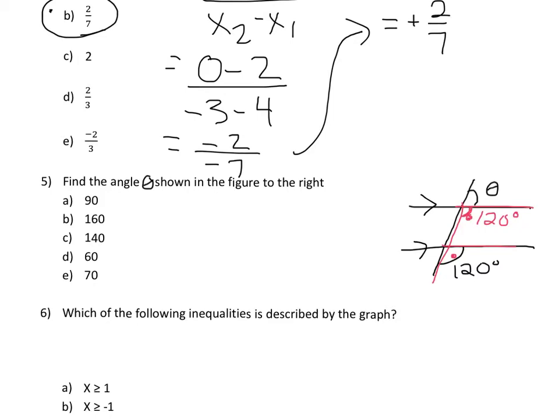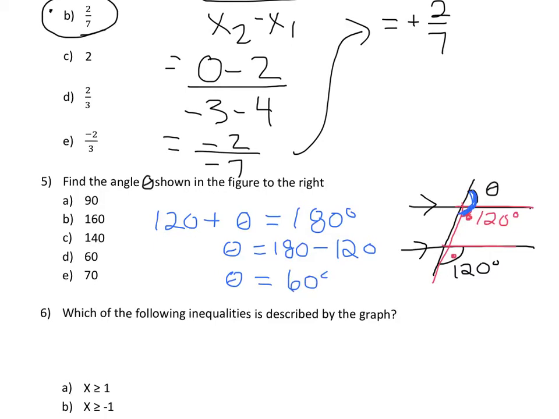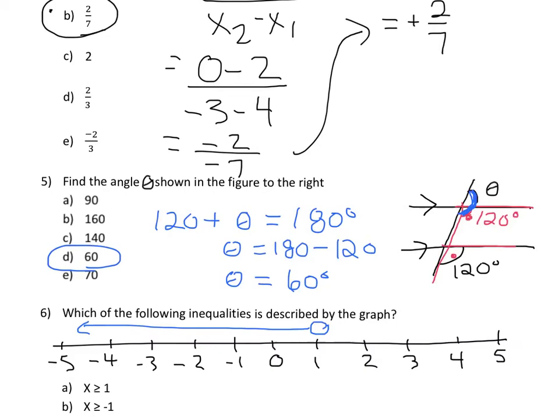However, one other thing I know about angles is that if 2 angles make a straight line, they must add to 180. So what that means here is 120 plus this angle theta must equal 180 degrees. So angle theta will be 180 degrees minus 120. Angle theta will be 60 degrees. Here we are, 60's on our list. Excellent. On to question 6.